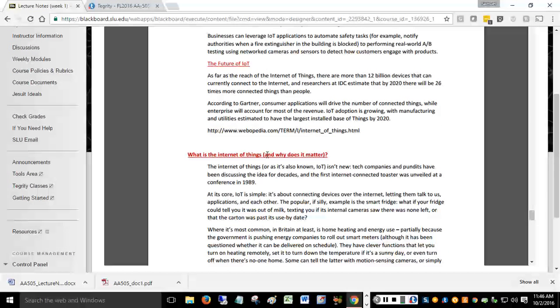Now, the future of IoT is really pretty much open to discussion. There are more than 12 billion devices that currently connect to the internet, and researchers believe that by 2020 there will be 26 times more things connected than people. According to Gartner, consumer applications will drive the number of connected things, while enterprise will account for most of the revenue. IoT adoption is growing with manufacturing and utilities. They're growing exponentially.